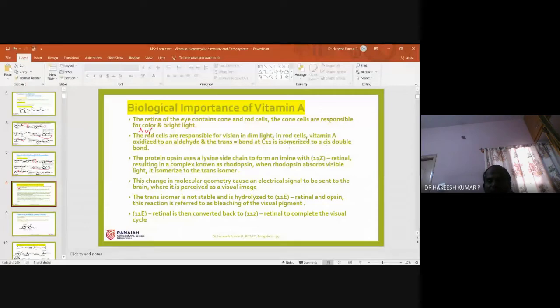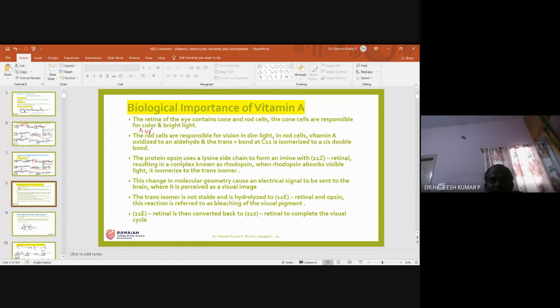In rod cells, the hydroxy group is converted into aldehyde, and at the same time the 11th double bond trans is converted into cis. This is what is happening in the rod cell. Then the protein opsin. Proteins are nothing but peptides, and for this polymer, the monomers are amino acids.